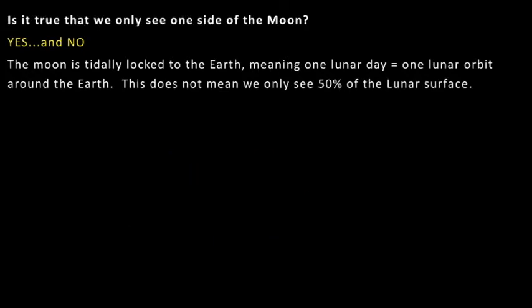Is it true that we only see one side of the moon? Yes and no. The moon is tidally locked to the Earth, meaning one lunar day is equal to one lunar orbit around the Earth. This does not mean we only see 50% of the lunar surface. This is why I'm saying yes and no. It's coming up here. This is where I'm going to start talking about lunar libration. All right, and I touched on this on a previous video of mine, which will also be linked below. I just didn't call it lunar libration because I just didn't want to get into it in that video.